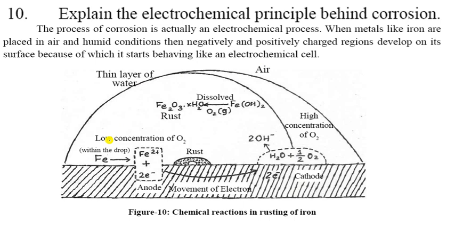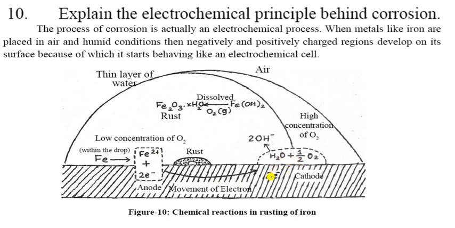Now come to explaining the electrochemical principle behind corrosion. Which chemical reactions are involved behind corrosion? So that is the figure. The process of corrosion is actually an electrochemical process. When metals like iron are placed in air and humid conditions, negatively and positively charged regions develop on its surface, because of which it starts behaving like an electrochemical cell. So that is the figure for corrosion and how we can get corrosion.